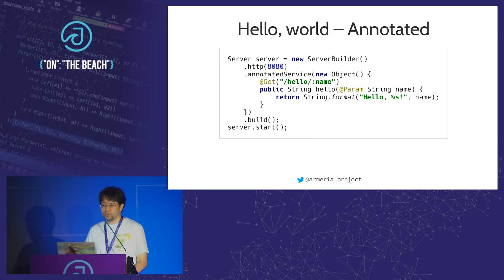So in this case, we used @get annotation with the path parameter, and then Armeria will inject the parameter in path variable into a path parameter when invoking the hello method. And in this case, a string is returned, and then string will be converted into the HTTP response object we are constructing in previous slides.